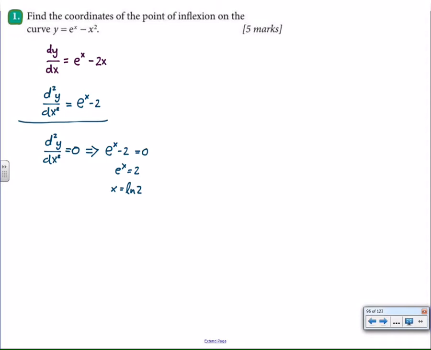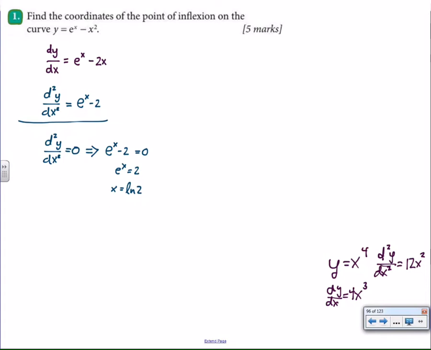Now, it's not enough to say that just because the second derivative equals 0, you automatically have an inflection point. I'm going to go off to the side here, off on a tangent, pardon the pun. It's a calculus pun. But if we have y equals x to the fourth, the first derivative is, of course, 4x cubed, and the second derivative is, drum roll, the second derivative is 12x squared.